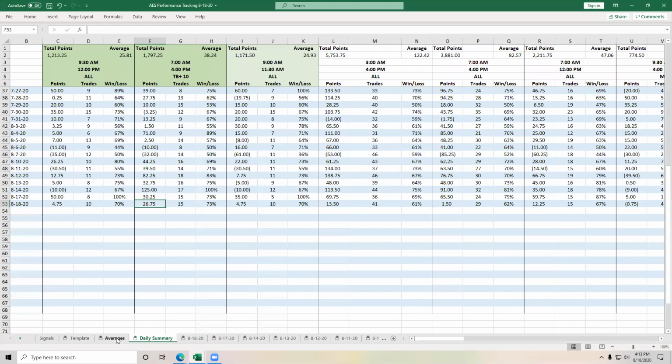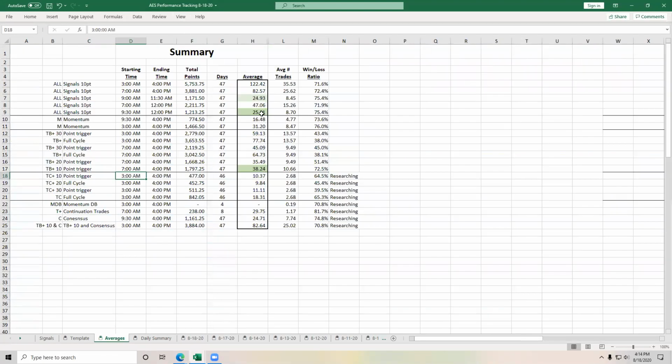Last thing here, I'm just going to jump over to the averages. The overall average, even though we only had 4 3/4 points today, the overall average for the 9:30 to 12 all signals is just under 26 points a day. So again, I really want to emphasize that performance should not be based on a single day. Your view of how you're doing as a trader should not be based on a single day. It should be based on a period of time where you are looking at overall blended averages between wins and losses, and you're looking at a go forward forecast that shows you where you could possibly be in 12 months.